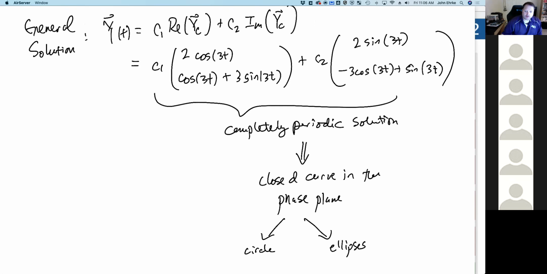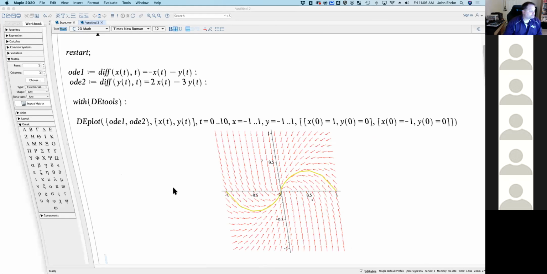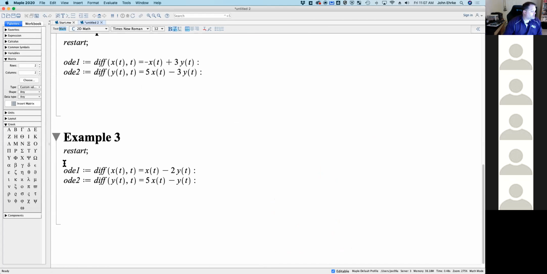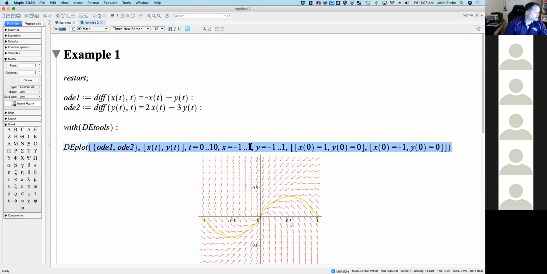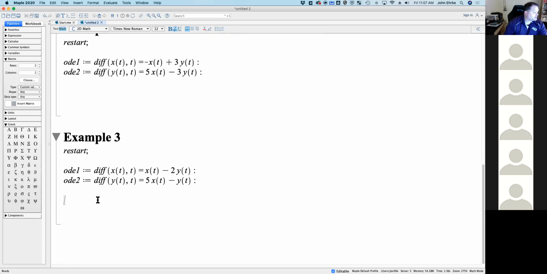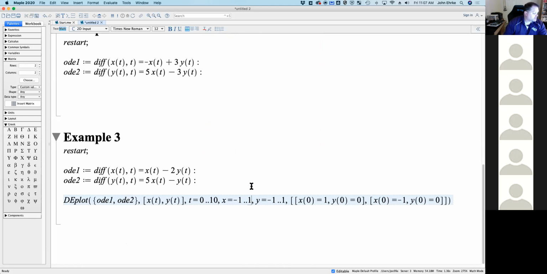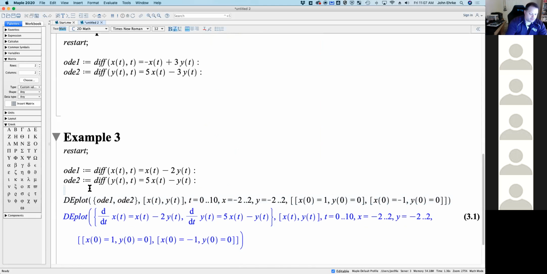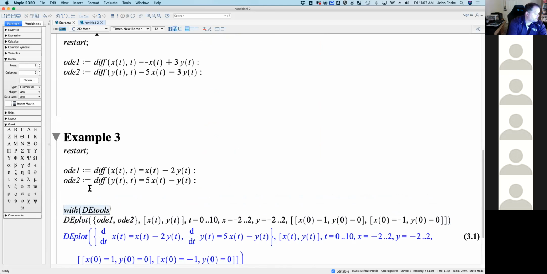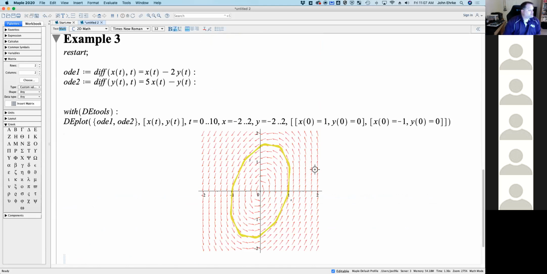So let's take a look at that one in Maple as well. Okay, so we're looking at this system. Let me restart this. ODE1, ODE2, and I can just go up here and copy and paste this in because it's the same command I want to use down here. I'll open this up a little bit more. Whoops, forgot to load my DEtools. So there are your ellipses.